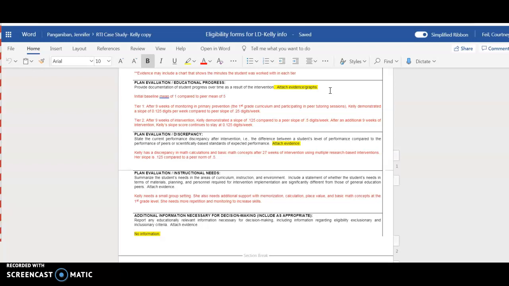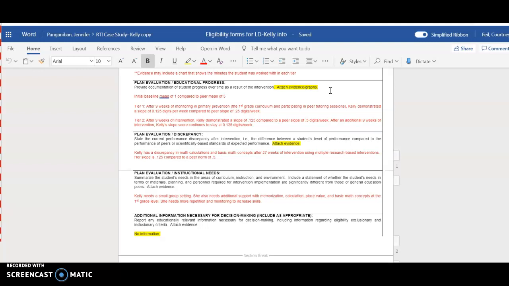So in Kelly's case, she has a discrepancy in math calculations and basic math concepts after having 27 weeks of intervention using multiple research-based interventions. Her slope is still 0.125 compared to her peer norm of 0.5 in her classroom. The next section in the plan evaluation sections are instructional needs.